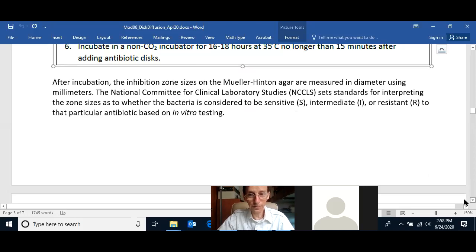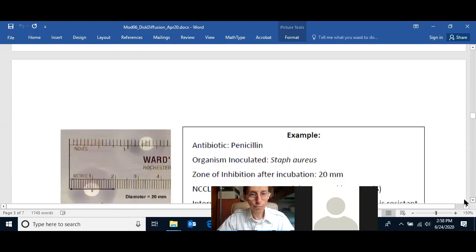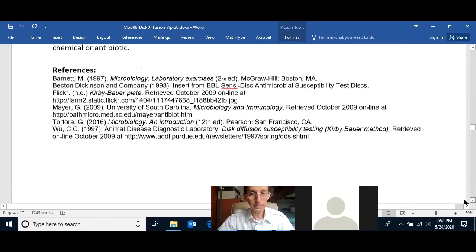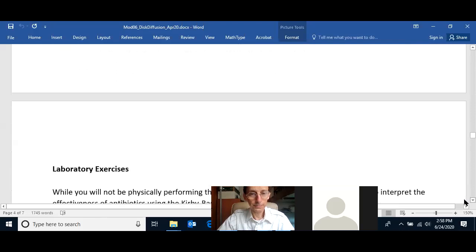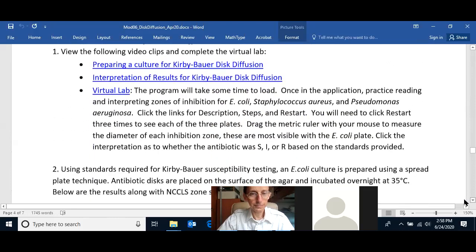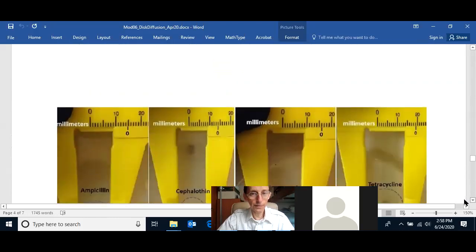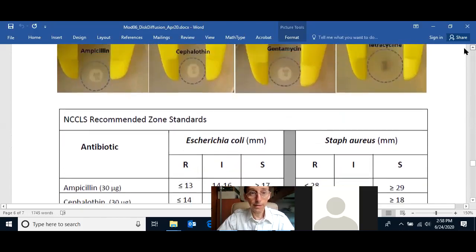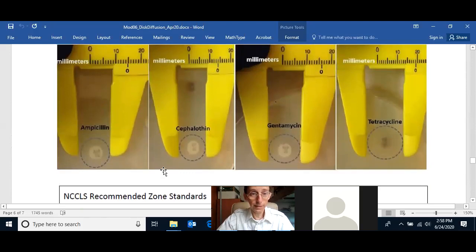And let me see if I can show you something. So we'll be talking about that. I want to show you the chart here. So here we have the measurement of the zone of inhibition, which it's showing you. Boy, you can't really see in the picture, but that's the zone of inhibition. And then they're measuring it here and here.